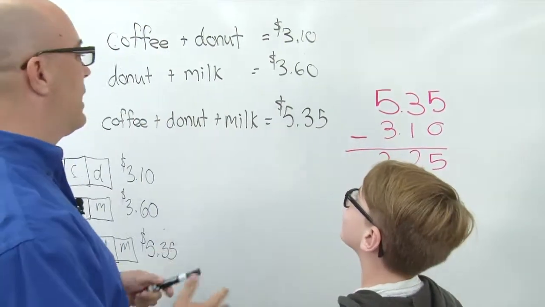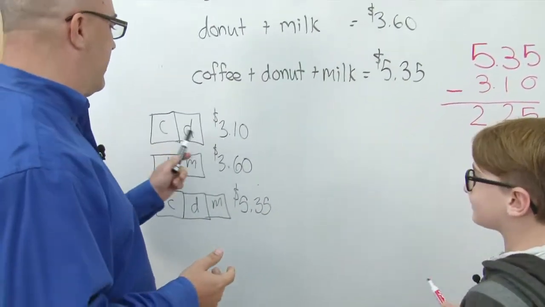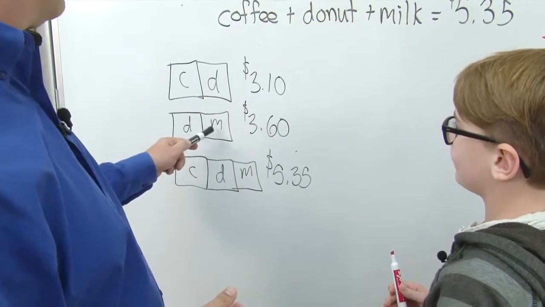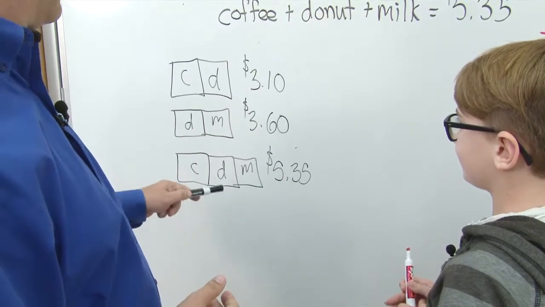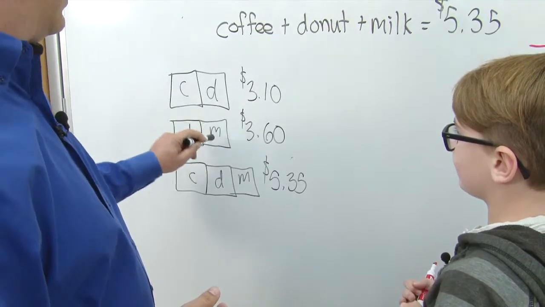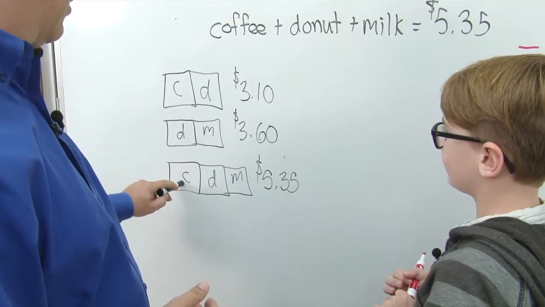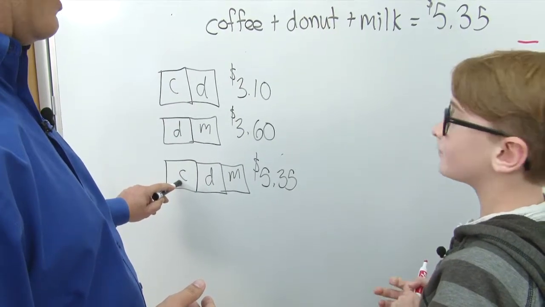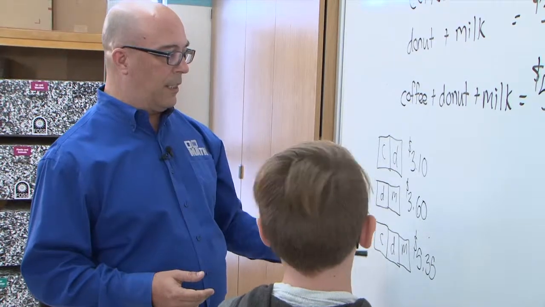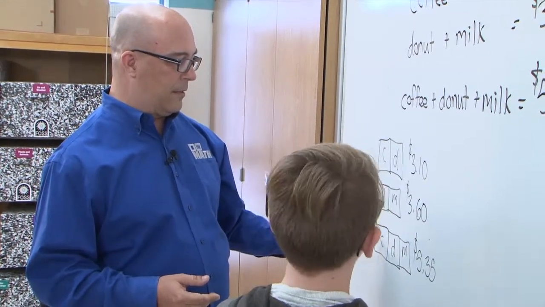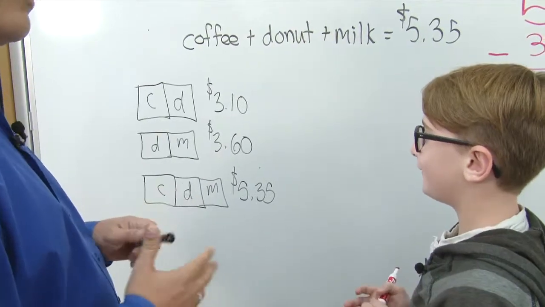So let's go ahead and take a look at the models that we have here. We know that coffee and donut is $3.10. The donut and the milk is $3.60. Now, if the donut and the milk are $3.60, we know that the milk, you're saying, is $2.25. Right? How can you check to make sure that that works?